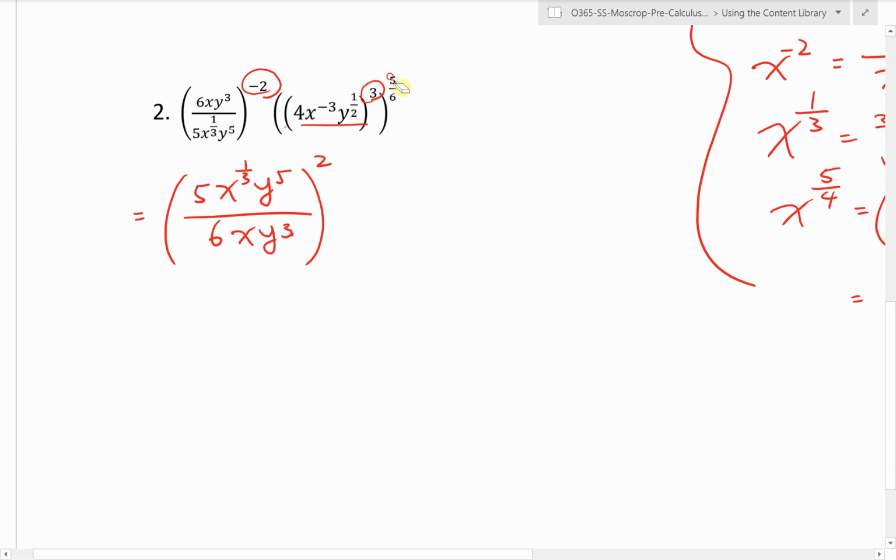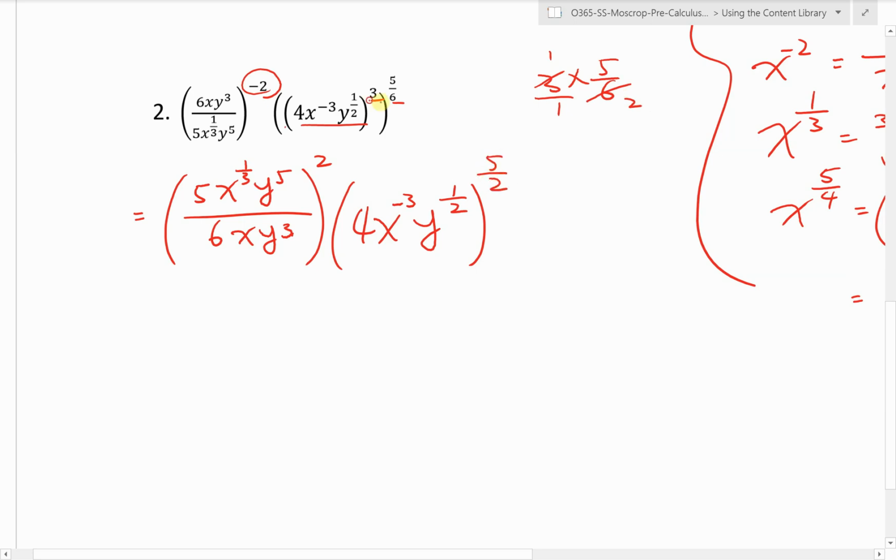You know what? I'm not going to apply the cube either. I have exponent and exponent back to back, right? That's power over power. So what I'm going to do right now is multiply the exponents together. So that's 3 times 5 over 6. You can divide this by 3, divide that by 3, and you get 5 over 2.